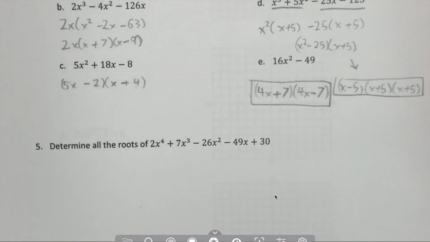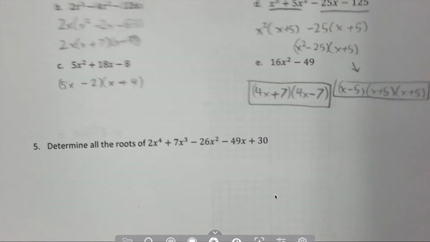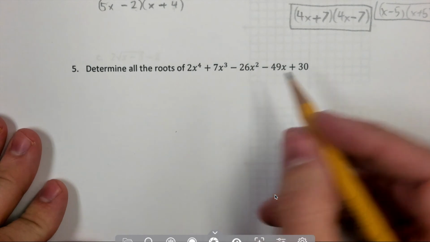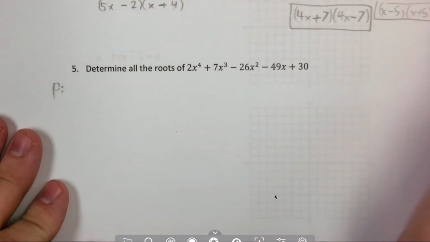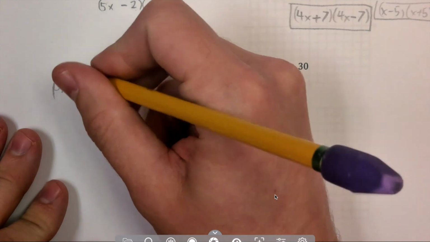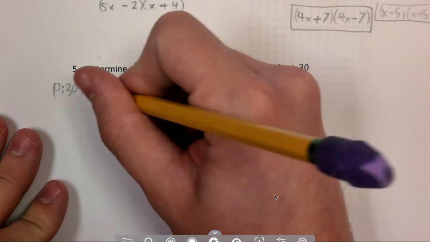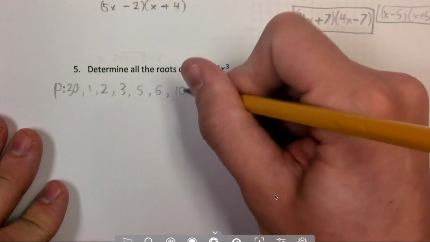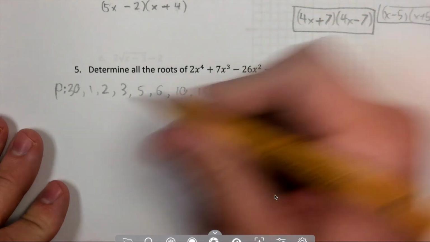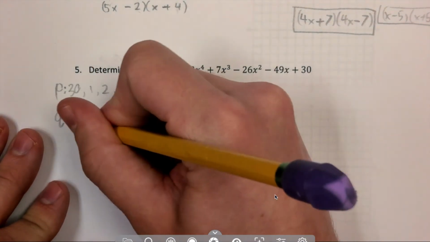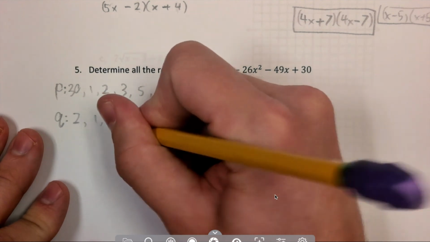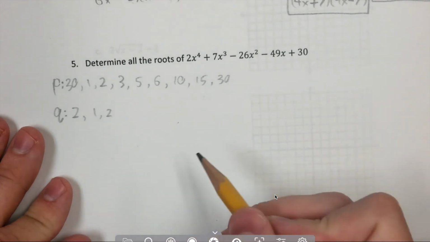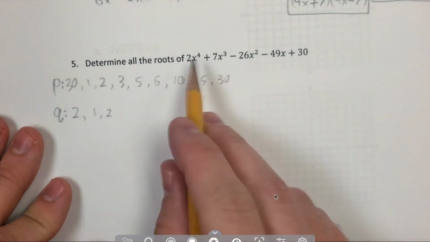All right, continuing on, we've got to determine the roots of a polynomial. And the way we're going to do that is by doing something called the rational root theorem. What the rational root theorem says is that if you take the last number of your polynomial and find all of its factors, and you take the first value of your polynomial and write down all of its factors, then any p divided by any q is a possible solution or a possible root to this polynomial.